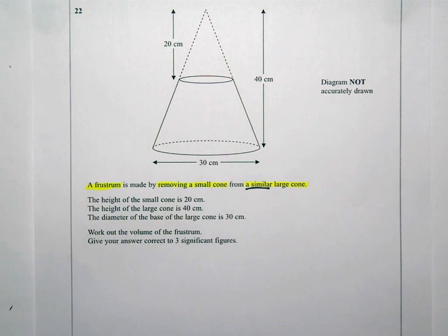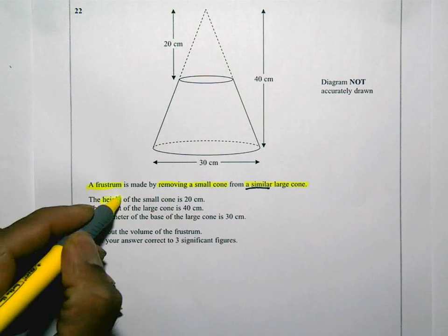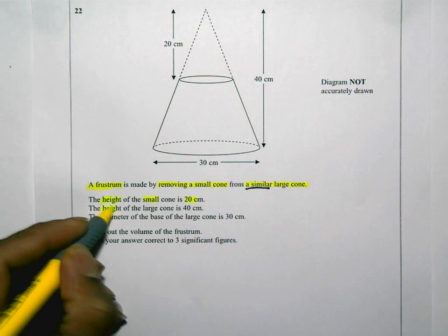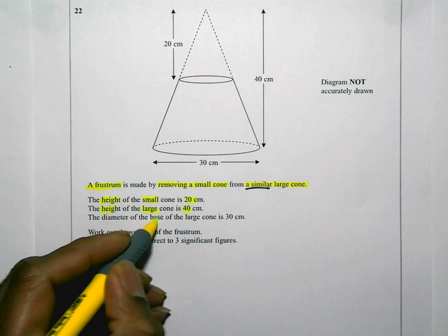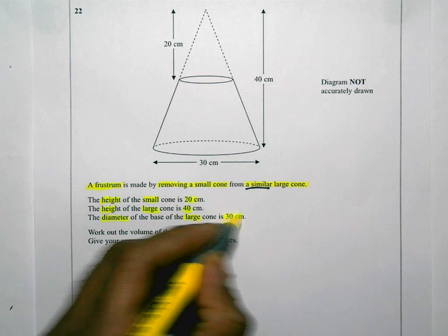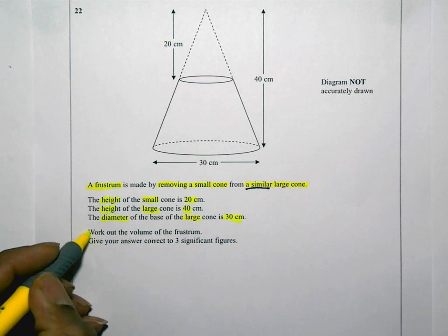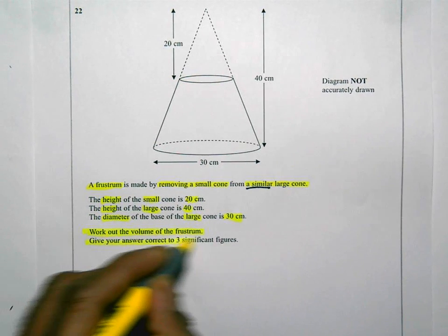The height of the small cone is 20 centimeters and the height of the large cone is 40 centimeters. The diameter of the base of the large cone is 30 centimeters. All that information is on the diagram. The question wants you to work out the volume of the frustum, giving your answer correct to 3 significant figures.